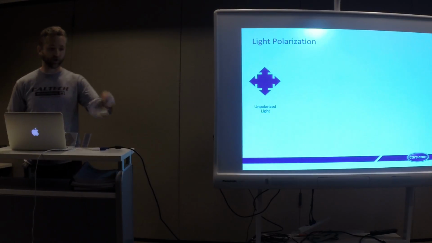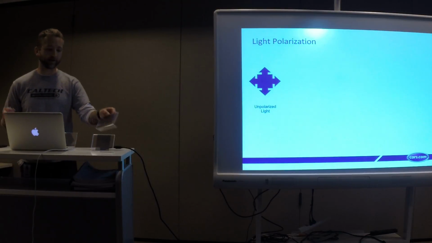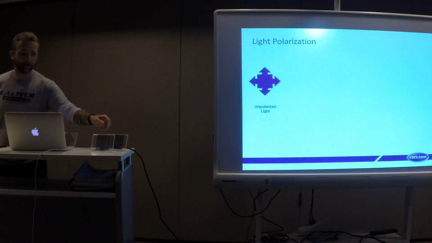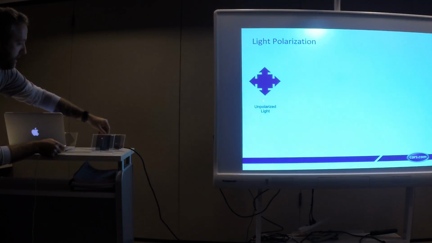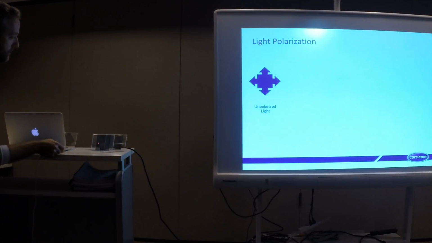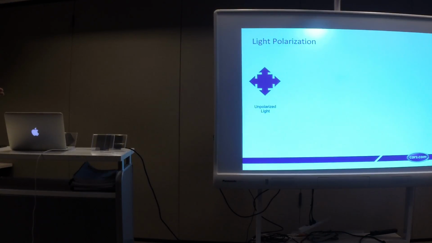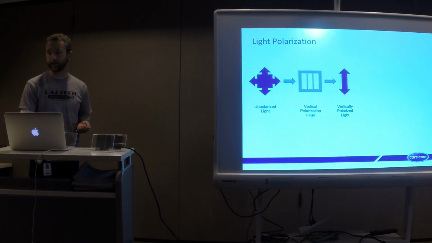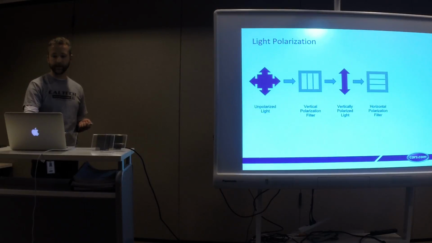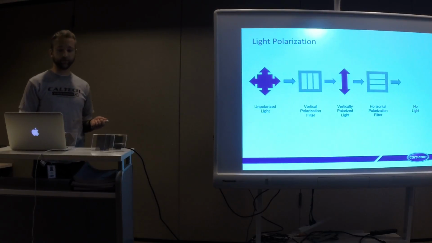I don't know which one this is, horizontal or vertical. Doesn't matter. The other one is the other. All right, so if I take my laser and I shine it through, you can still see it there. If I put the other one behind it, nothing. I'm first filtering to vertical and then to horizontal, so I'm filtering everything out. I do the vertical, I get vertically polarized light. I do the horizontal, I get nothing.